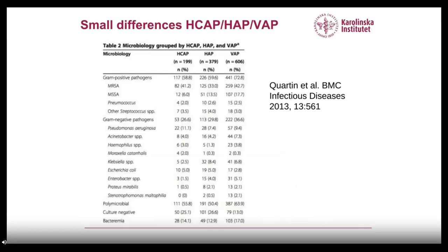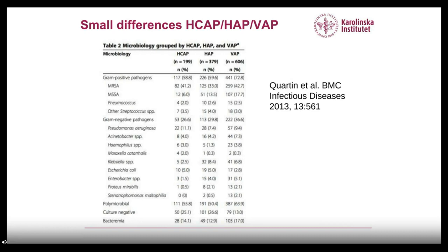There is also quite limited differences between healthcare-associated pneumonia, hospital-acquired pneumonia, and ventilator-associated pneumonia. Normally, we have most diagnostics for ventilator-associated pneumonia, so that's where we have most of the etiologies from, since those patients are more likely to be sampled invasively than many other categories of patients.